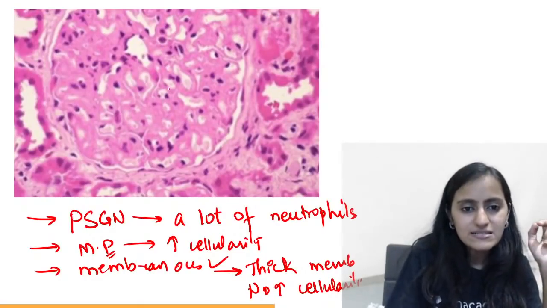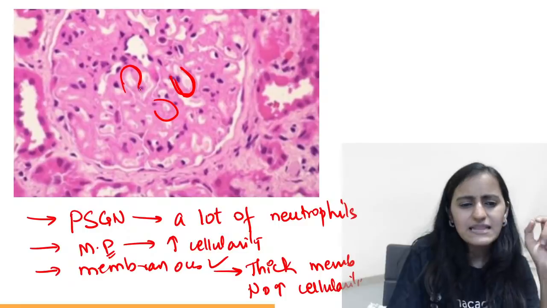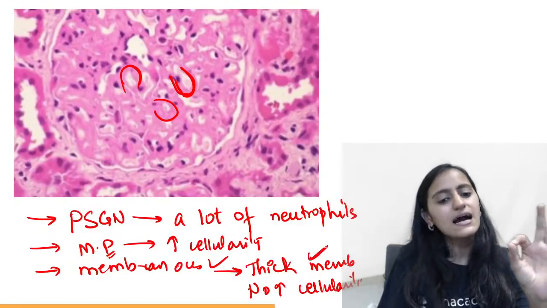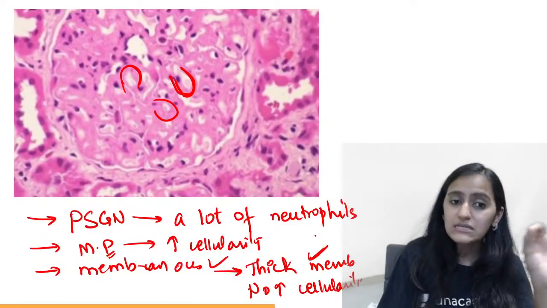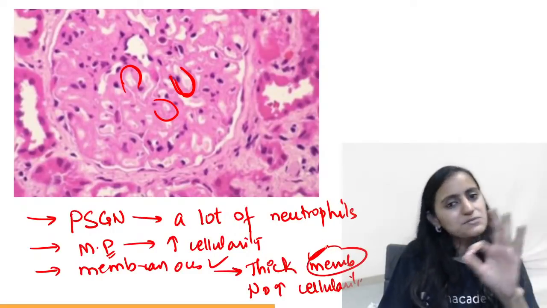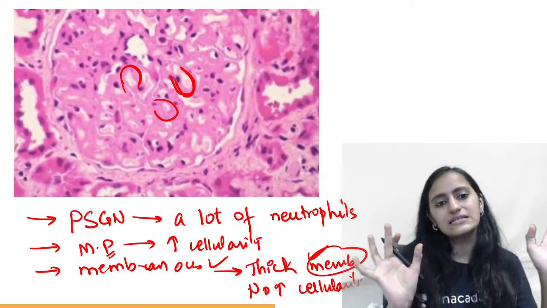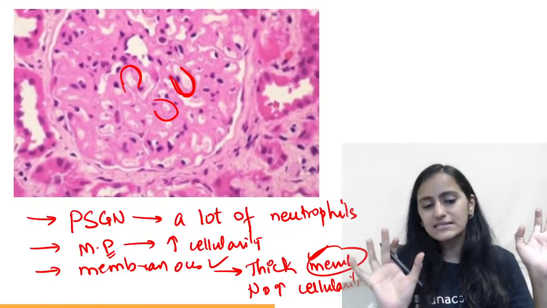What do we see in this image? You just see the thickened membrane. We are seeing the thickened membrane which is there, a very thick membrane. That is the highlight of membranous nephropathy on light microscopy. So remember, thick membrane is membranous. There is no proliferation, so there is no increased cellularity.